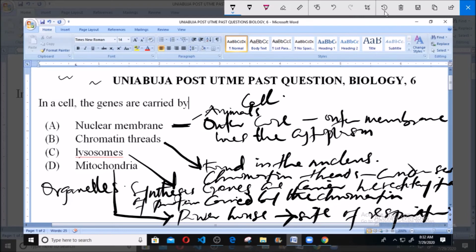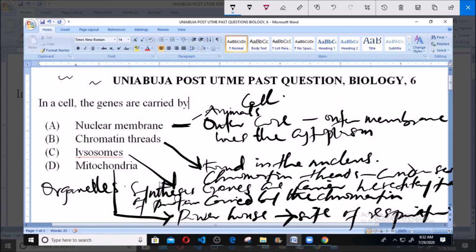So, I told you that the nuclear membrane is the lining of the cytoplasm of a cell, mainly plant cells. I told you the chromatin thread is responsible for housing the genes, and these genes are responsible for carrying hereditary traits. I told you lysosome is for synthesis of proteins, and mitochondria is the powerhouse where respiration and release of energy occurs.